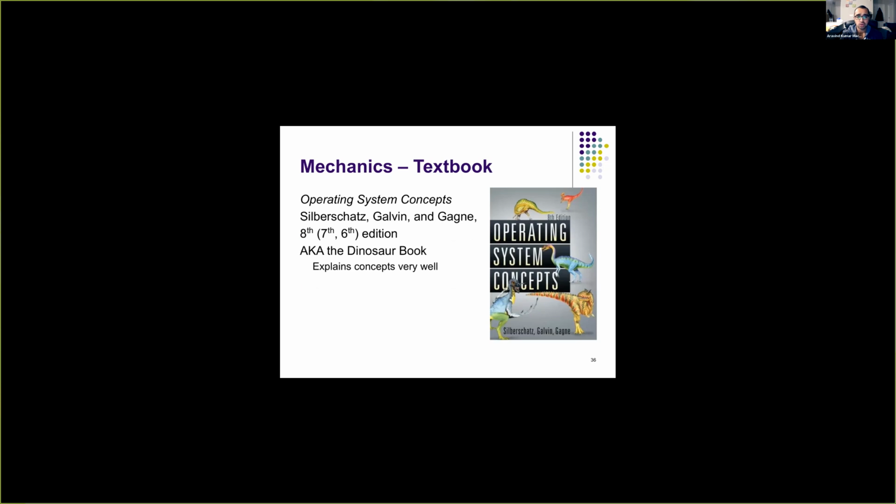As for the textbook, there are two, and you can use either of them. The first, which I prefer, is called the Dinosaur Book: Operating System Concepts by Silberschatz, Galvin and Gagne. I'll be using the 8th edition, but you can use the 6th or 7th, as most of the content stayed the same. This book is very good because it explains concepts really well, along with nice illustrative examples.